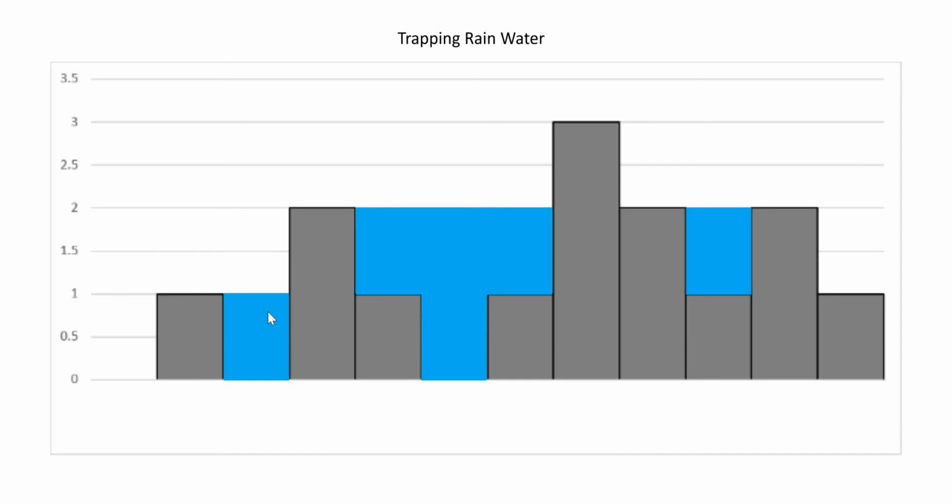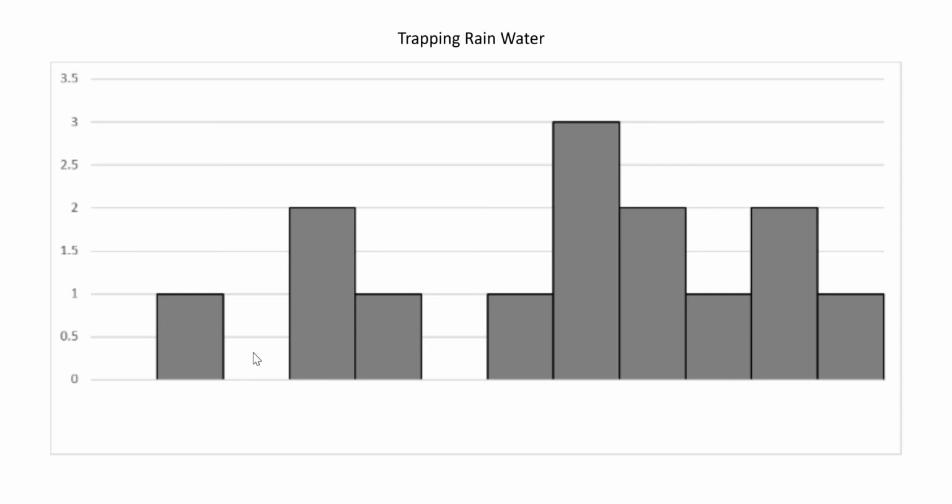Let's iterate to the second block. Here we have already found that the left max is 1 and the right max is 3, and if we find the minimum of it, it is going to be 1. Then if we look at the current block, the elevation is actually 0. So the height is 0, and 1 minus 0 is going to be 1, which means that we can store 1 block of water here. Similarly, we are going to continue this for the remaining blocks and find the content of water that can be trapped. So let's get to the implementation part now.